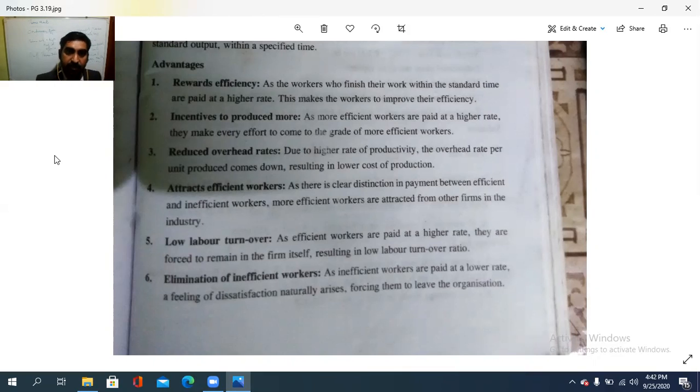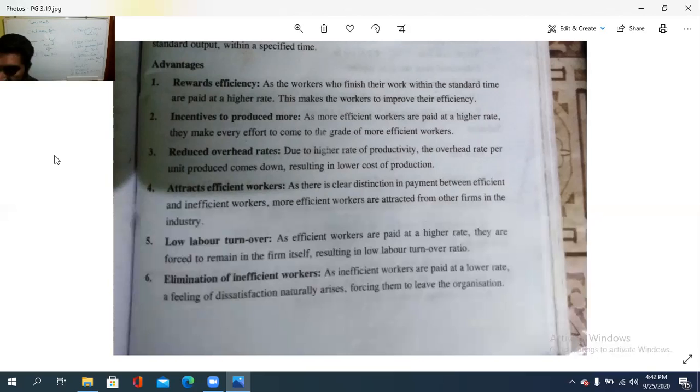Then attracts efficient workers. As there is a clear distinction in payment between the efficient and inefficient workers, as efficient workers are getting more remuneration, while inefficient workers get less remuneration, more efficient workers are attracted from other firms in the industry. That is, we can attract more efficient workers to this firm.